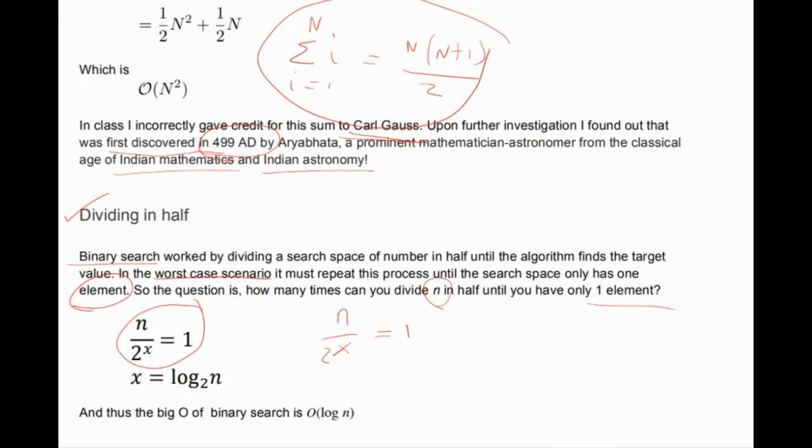From mathematics, x is simply log of n base 2, right? So that is equivalent to saying 2 to the x is equal to n. And thus, the big O of binary search is O of log n. Where x is the number of times we can divide n by 2, so that the final grouping will consist only of one element per group.